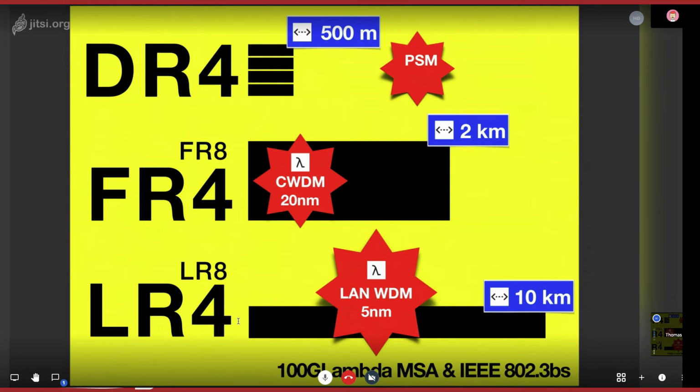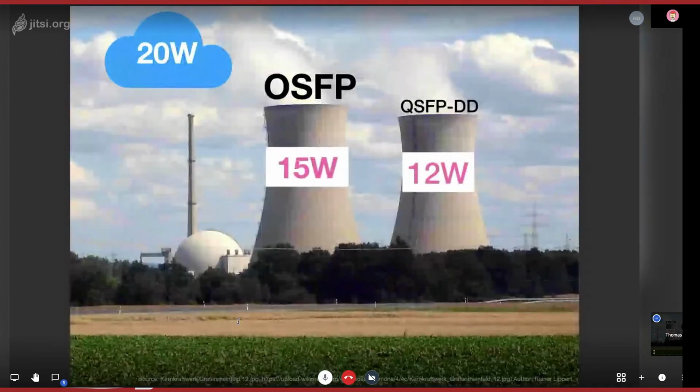Now, that's from the standardization part. Now, again, lesson learned when we look at power consumption. I think that's one of the major things I see at 400 gigabit, which was learned.